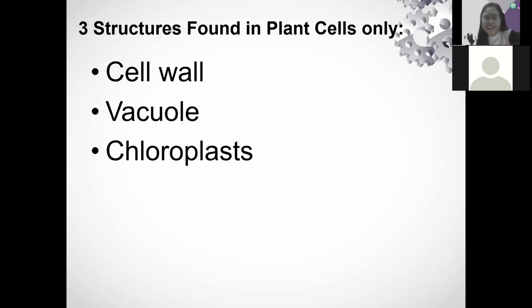Now, this one is also a board exam question. We have here 3 structures found in plant cells only. So plant cells lang ha, wala tayong ganito. Baka may makalimot na naman kasi for the past few years when I ask, meron ba tayong cell wall or not? Meron talagang sumasagot na meron. So do not forget that cell walls are only found in plant cells, not in animal or even human cells.